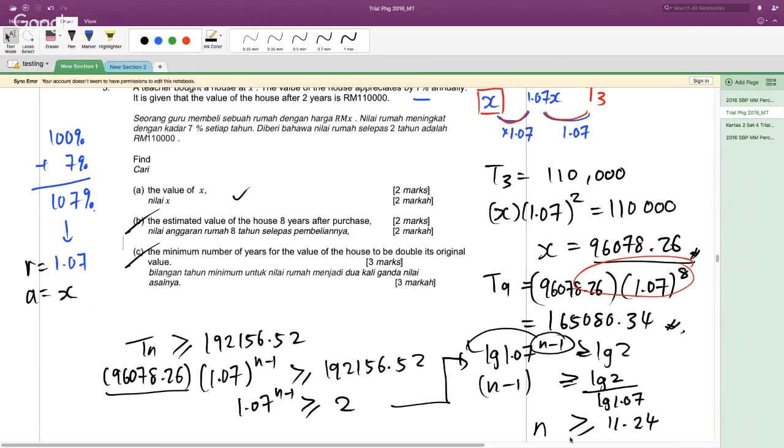So they actually ask about the minimum number of years for the value of the house. So since the N needs to be 12.